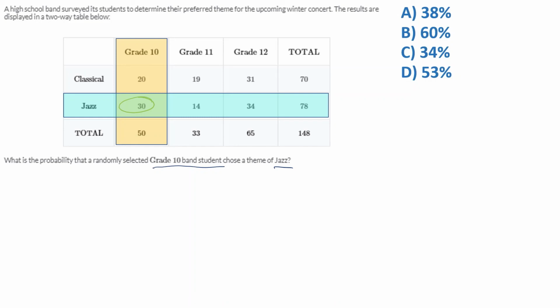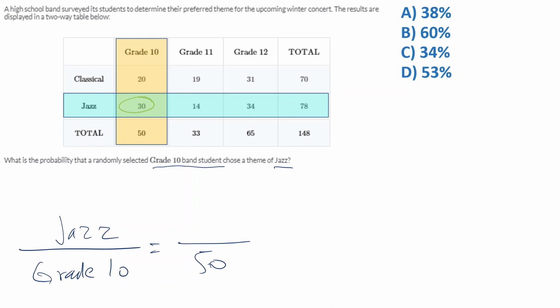So how do we find a proportion? Well, they're asking for a randomly selected grade 10 student. We're going to need to find the total students for grade 10 that chose a theme of jazz. There are 50 total grade 10 students, and the number of people that chose jazz in grade 10 was 30. So 30 divided by 50 is 0.6, or 60%, which is why our answer choice will be B, 60%.